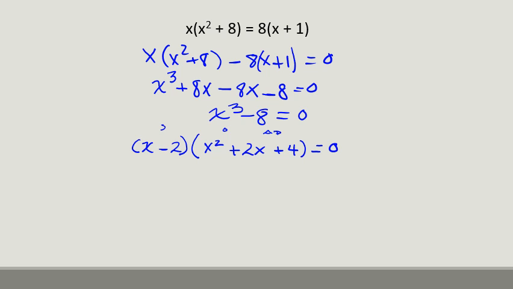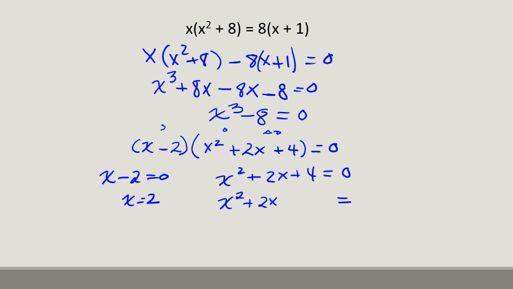In a difference of cubes, that trinomial can never ever be factored. So if I set these equal to 0, I get x minus 2 equal to 0, and x squared plus 2x plus 4 equal to 0. So here x equals 2, and for this one, because this is divisible by 2, I'm going to complete the square. So x squared plus 2x equals -4.